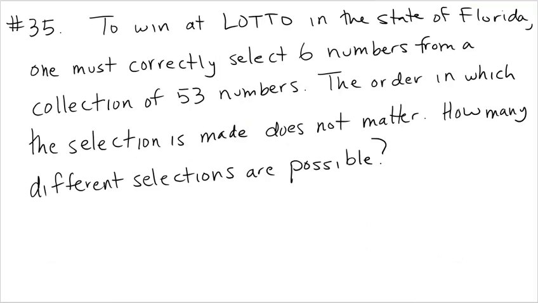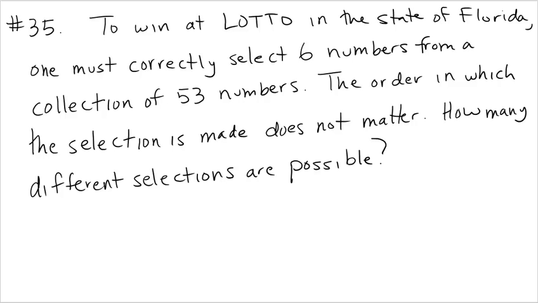Problem number 35. This one might be interesting to some of you because it's about the lotto. Maybe some of you started playing lottery. I know a lot of you have just only recently become old enough to legally play lotto, so maybe you got sucked into it. I did. I played more scratch off than the version that we're going to talk about here. It says, to win at lotto in the state of Florida, one must correctly select 6 numbers from a collection of 53 numbers.